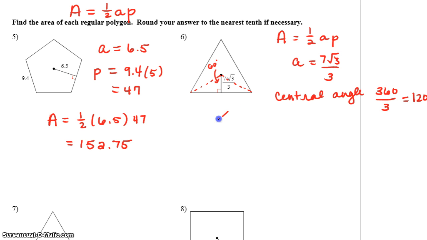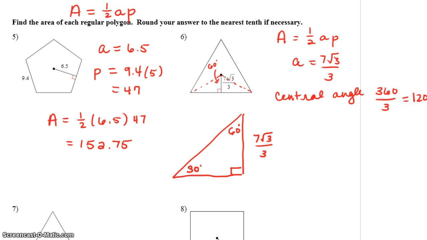So it always helps if you redraw your stuff off to the side. I'm going to even make it bigger than that. Make a real big triangle. Okay, so we know that our apothem is 7√3/3. This was a 60-degree angle. Notice anything special here? We have a 30, 60, 90 triangle.